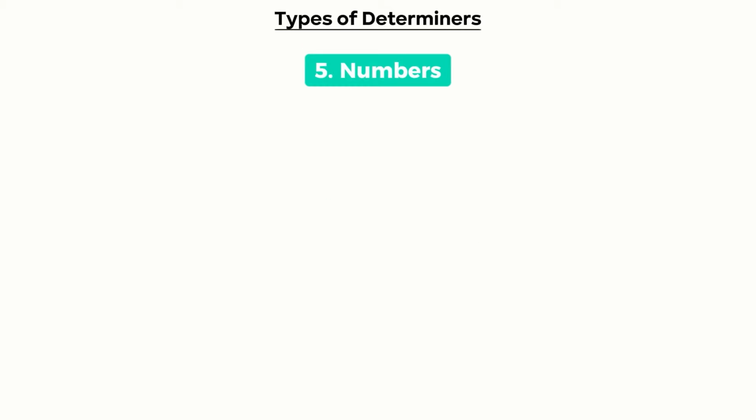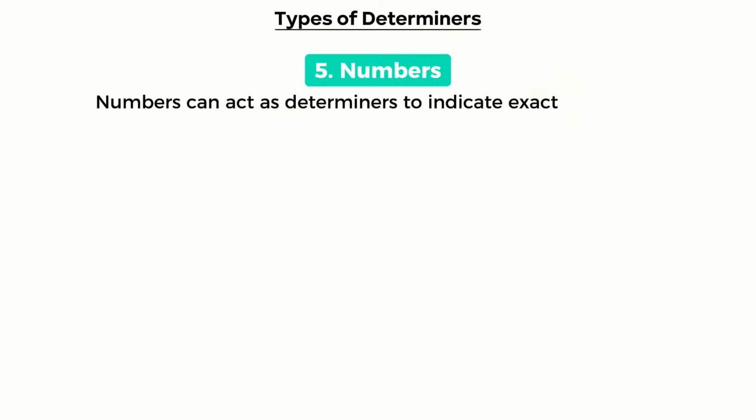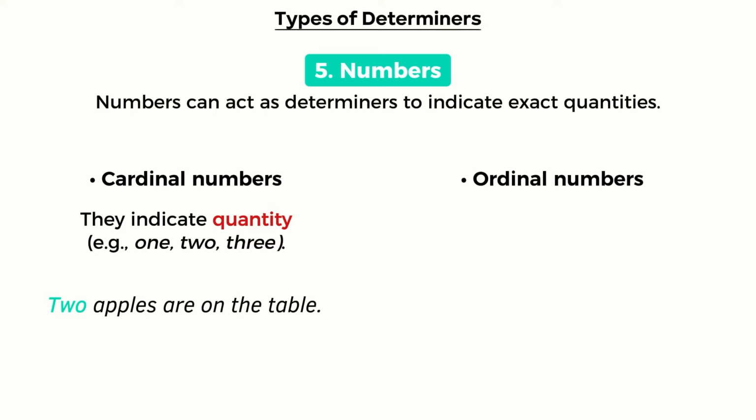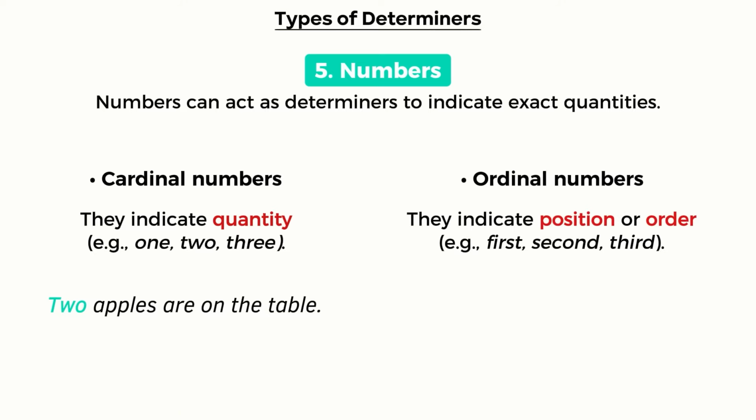5. Numbers. Numbers can act as determiners to indicate exact quantities. Cardinal numbers. They indicate quantity. For example, 1, 2, 3. For example, 2 apples are on the table. Ordinal numbers. They indicate position or order. For example, first, second, third. For example, the first person in line.